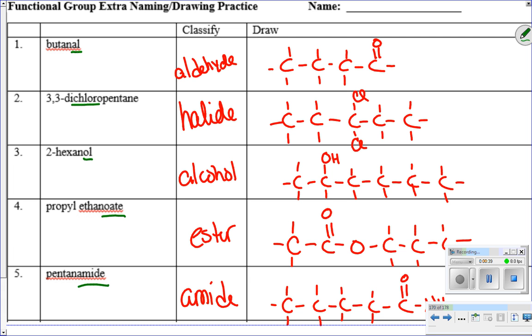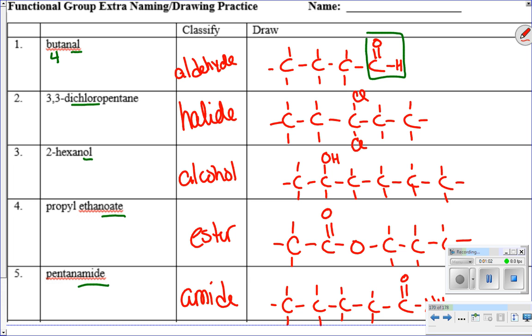When it comes to drawing, butanal, but means 4 carbons. So my aldehyde, the C with the double bonded O, has to come on the end. Remember, that does really follow with an H right there. So that's my aldehyde functional group, my double bond, just one of them being on an end carbon. And since this is but, I have 4 carbons in the molecule.